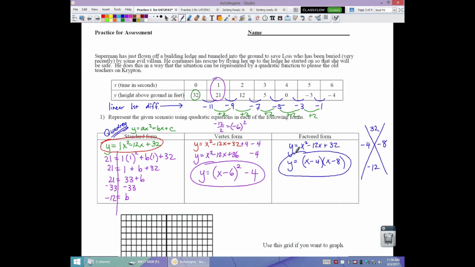All right, there's your 3 forms. Notice that the grid says use it if you want to graph. I don't see any reason to do that.